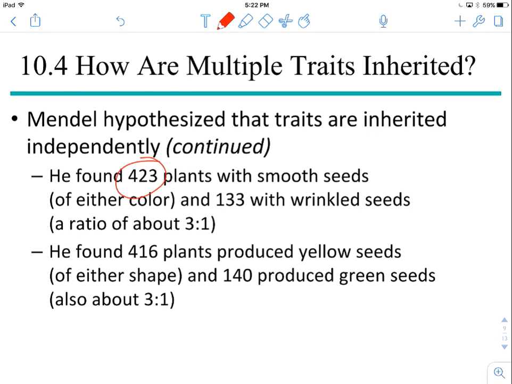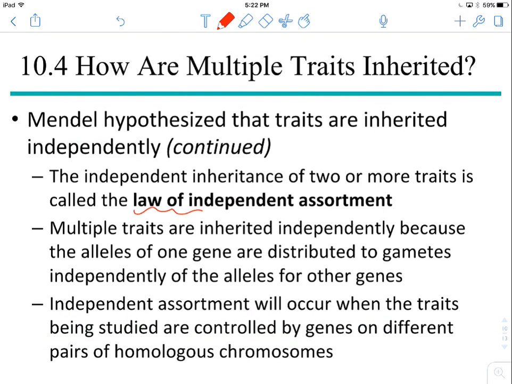So he had 423 plants that had smooth seeds, which was the dominant trait, and 133 plants that had wrinkled seeds, the recessive trait, and that's about a ratio of 3 to 1. Same exact thing for looking at the other trait by itself: 416 yellow, which was dominant, 140 green, which is recessive, again giving us about a 3 to 1. So it seems like these genes aren't really affecting each other. So they're moving independently. And this is where he came up with his law of independent assortment.